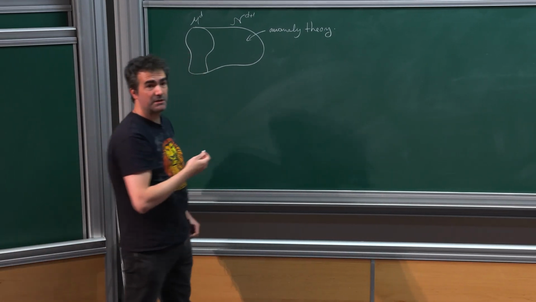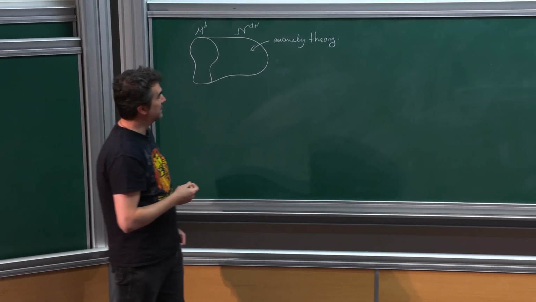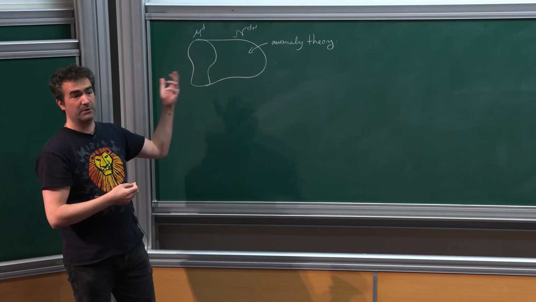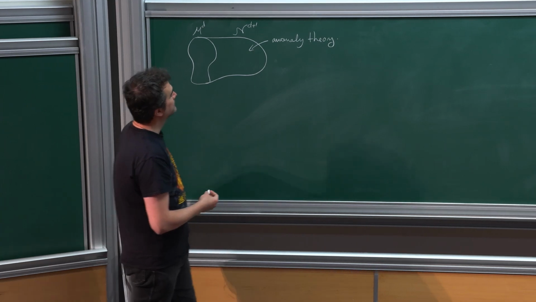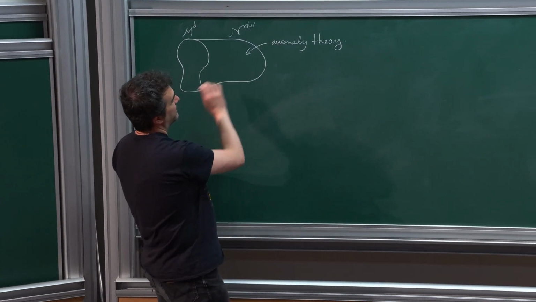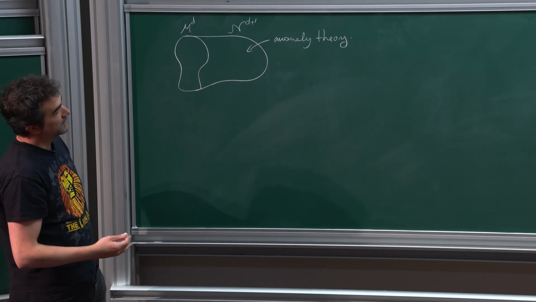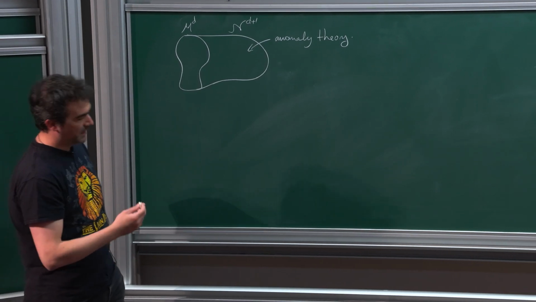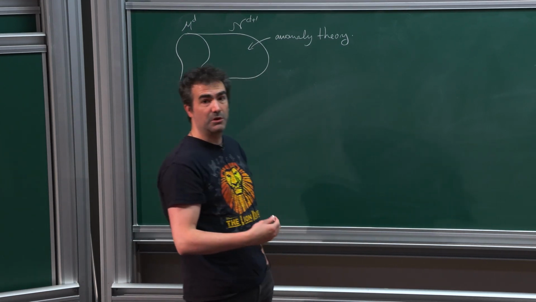A different way of saying this that may be more familiar for certain people in the audience is that we are doing some version of anomaly inflow here. We want to view the anomaly as coming from some bulk. But it's useful to think of the theory on the bulk as some theory in itself. In this case, a very easy one, SPT, but in this lecture and the next, we will start generalizing this to non-invertible theories.